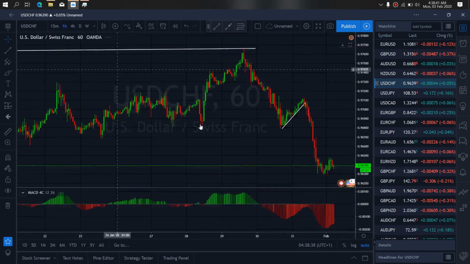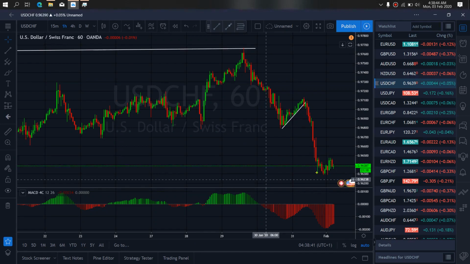We zoom to 1-hour and dollar Swiss for this week. We'll watch right now. This looks like a flat. They can make it longer flat for one drop.